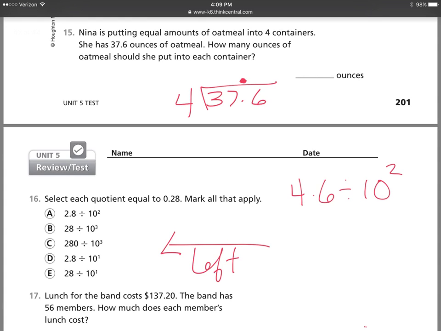For example, 4 6/10 divided by 10 to the second power means you're going to take your decimal and move it 2 times to the left. Therefore, you'd have to add a 0 and place your decimal in front. So your answer would be decimal 046 or 46 thousandths.